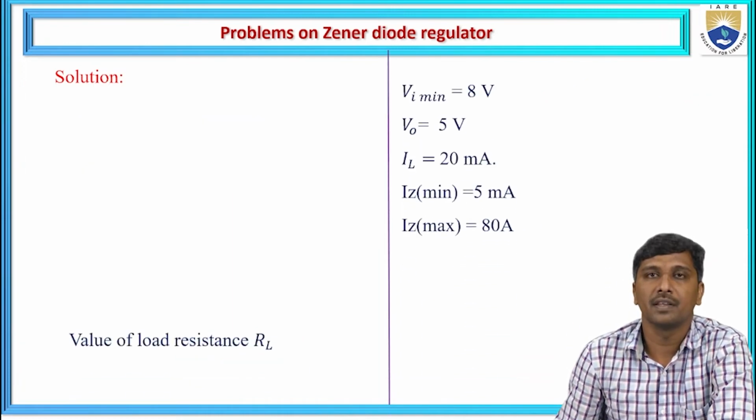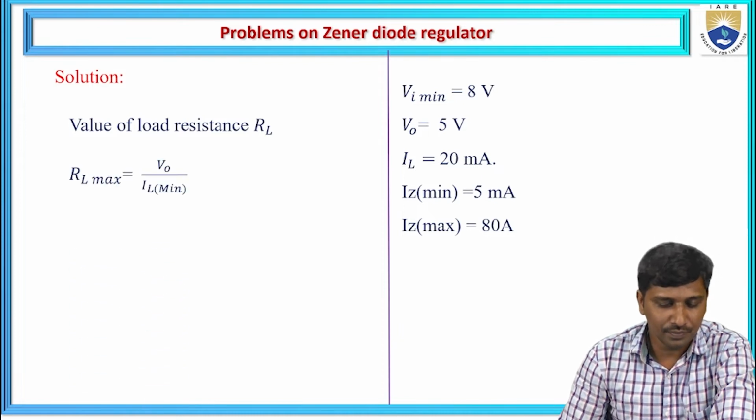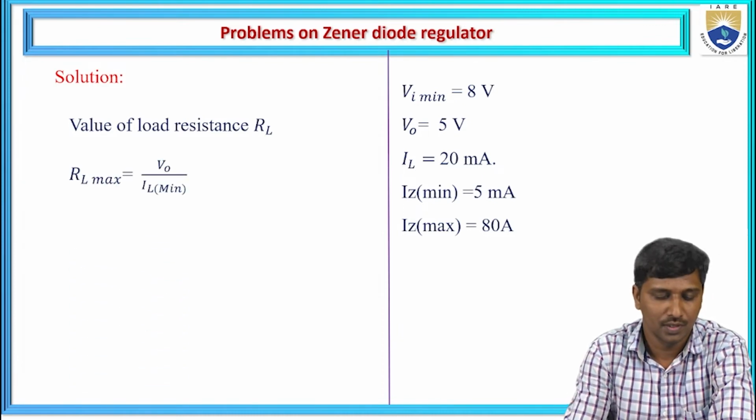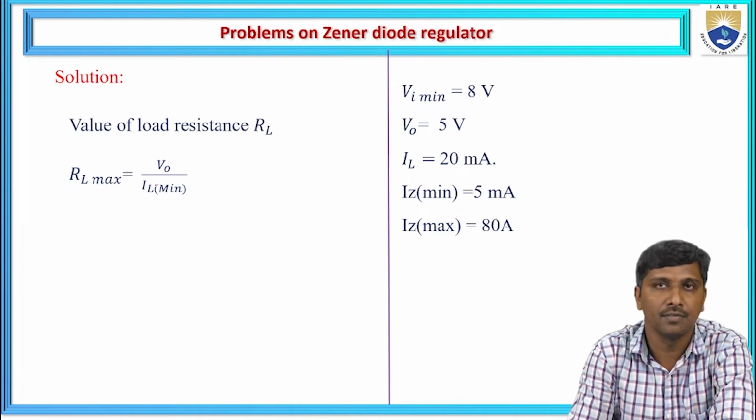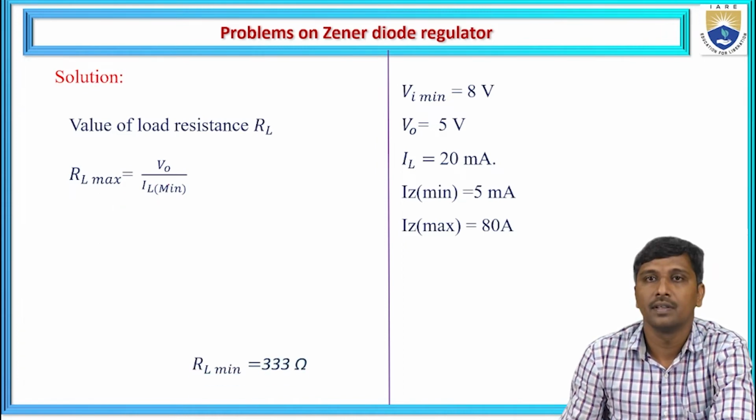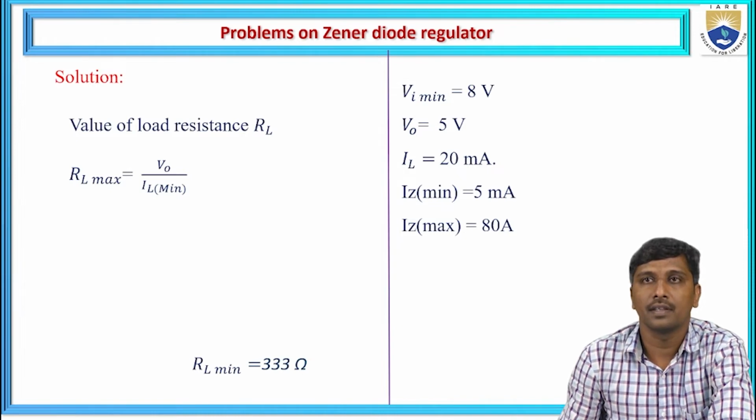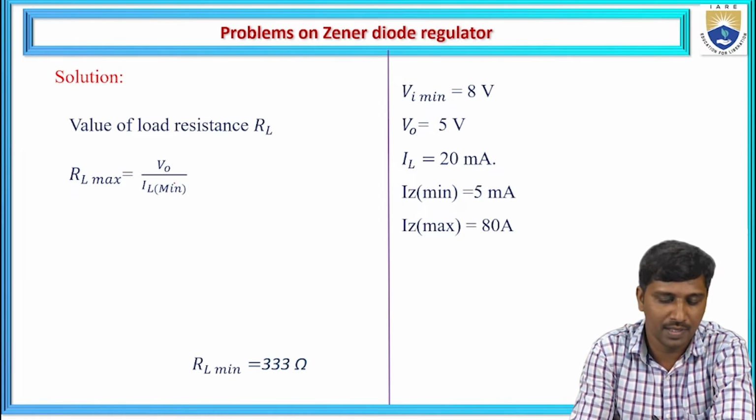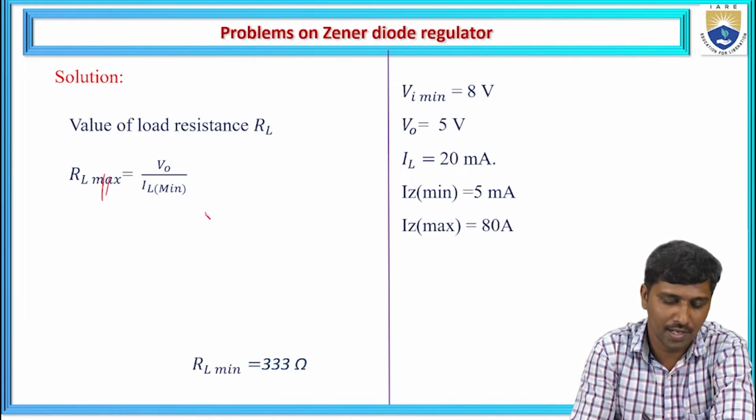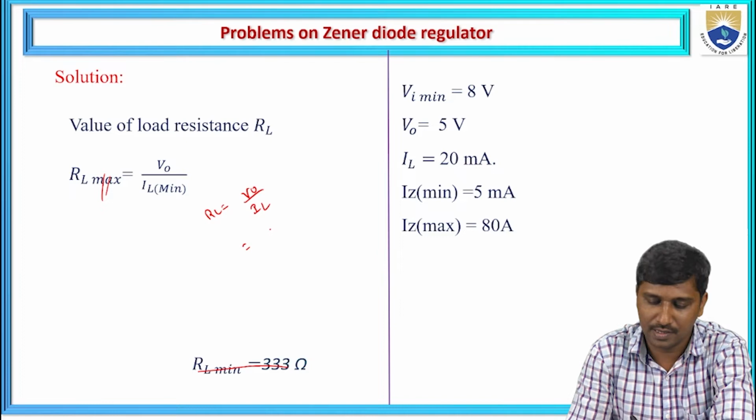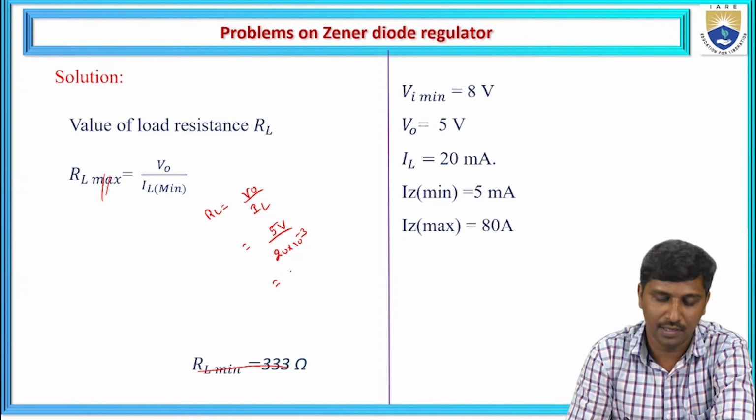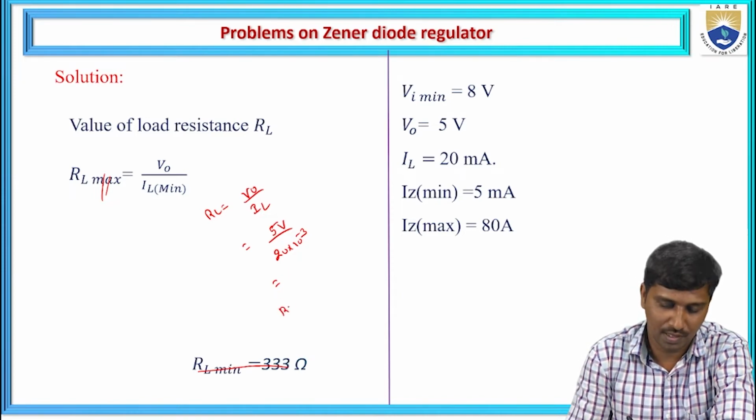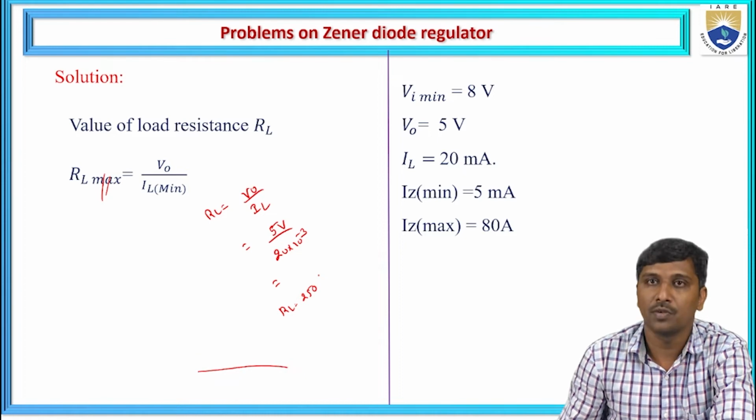Now similarly, we need to calculate RL maximum. RL maximum should be V0 by IL minimum. But here actually there is no need to calculate this RL maximum, since they have not given this IL minimum. So we only need to calculate RL. That is, RL is equal to V0 by IL. Hence that is 5 volts divided by 20 into 10 to the power of minus 3, that is 250 ohms. So RL is 250 ohms.